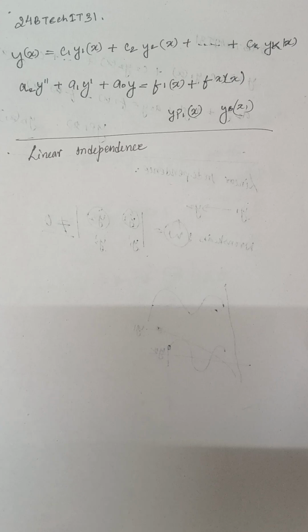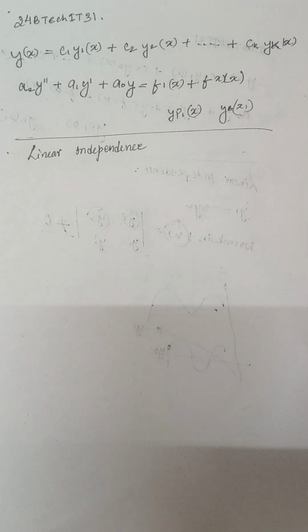Linear independence of two functions or two solutions simply means that these two solutions are not constant multiples of each other, or different versions of each other. These are really different solutions, and we really get different meanings out of each solution for the given differential equation.